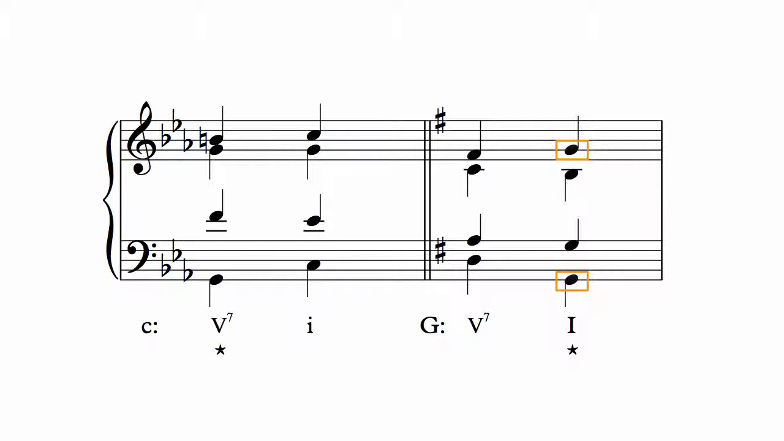So those are two examples of how you would write a 5-7 to 1 root position progression in C minor and G major.